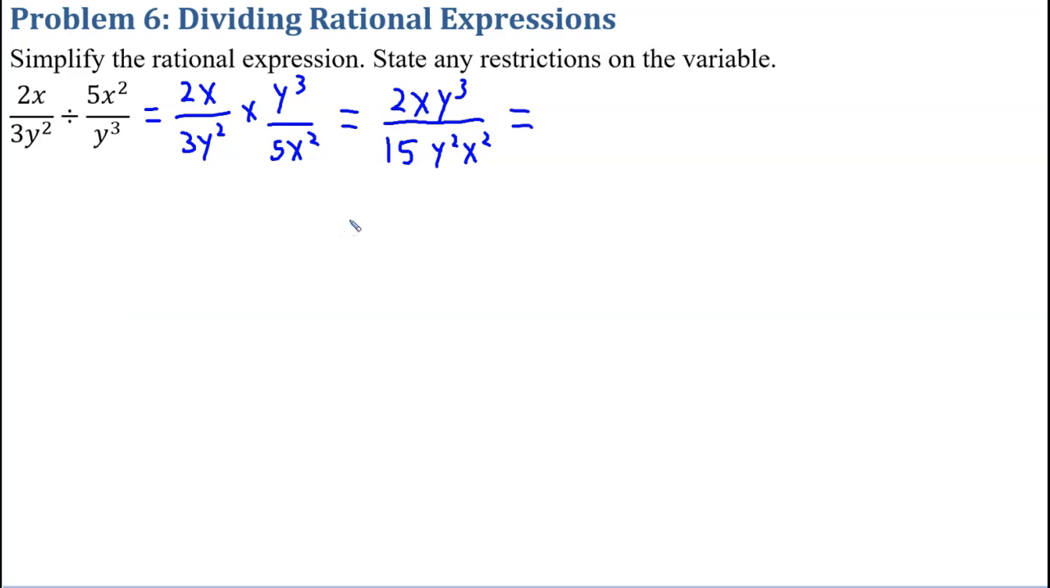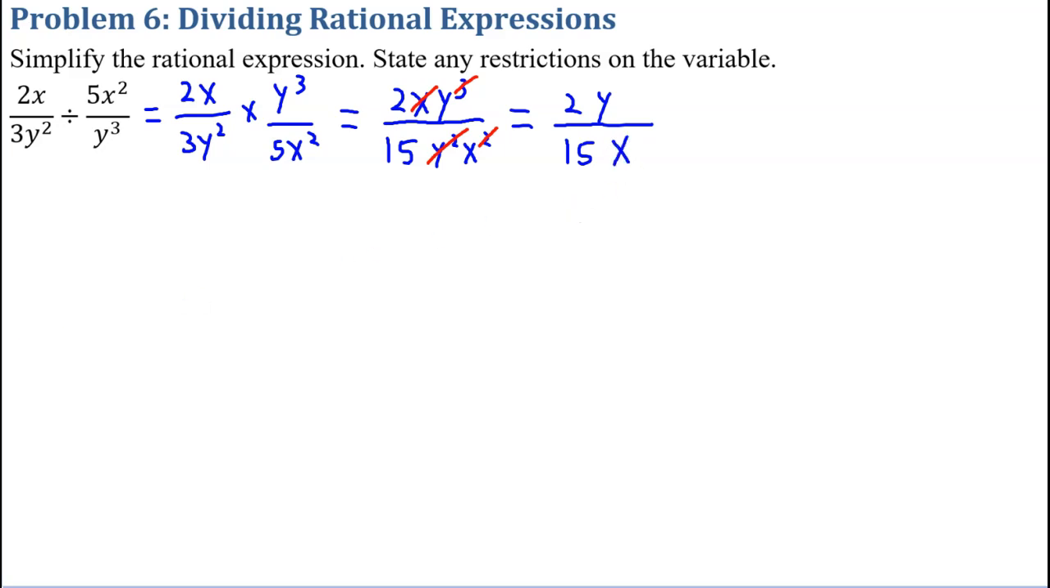And then like we did a few minutes ago, we'll cancel out factors that are the same on top and bottom. The x on top will cancel out with one of the x's on bottom, leaving just a single x. And then the y squared on bottom will take care of the y to the third, leaving me with a y to the 1. So my final answer is 2y over 15x.